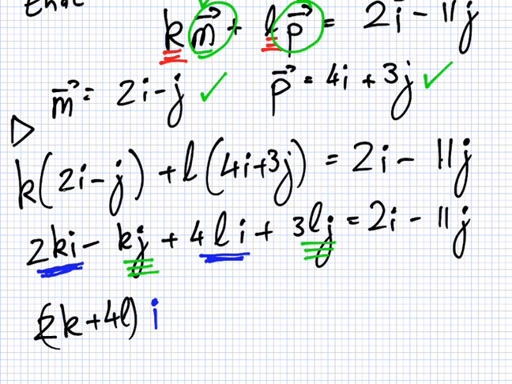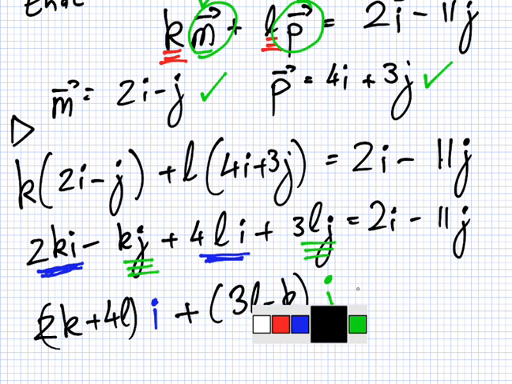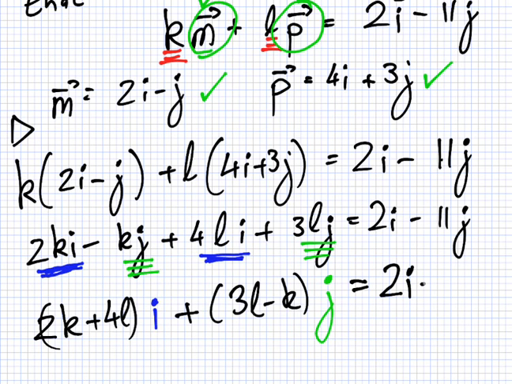Now expand is the other one. Expand is when you put the k in, if I want to go the other way. Factor out. Do you remember factor out? Yeah. And then here for the j, I factor out as well. 3l minus k j equals 2i minus 11j.